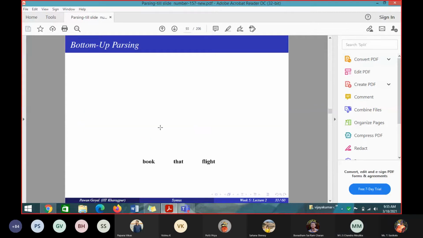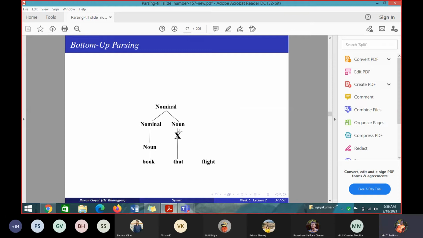Okay, I start bottom up parsing. Book that flight. Book as noun. First thing, book as what, and all is given. Book as noun and verb. So noun gives nominal. Nominal gives noun. So like this, first I am taking this noun. Again, noun gives nominal. Nominal gives nominal noun.